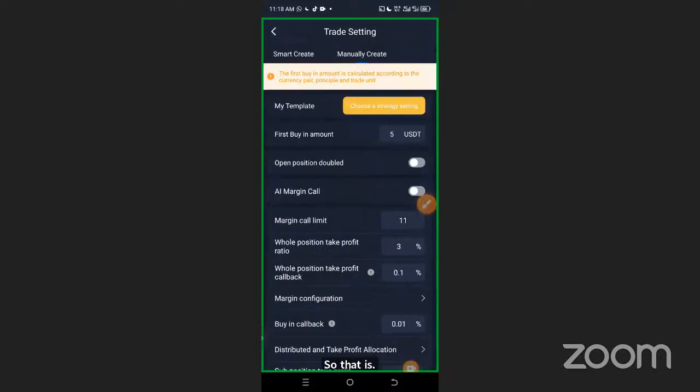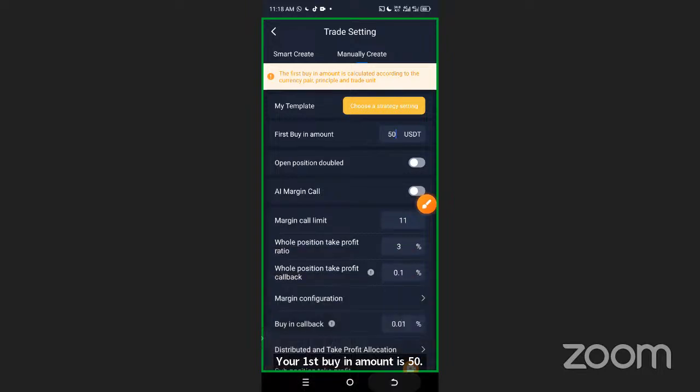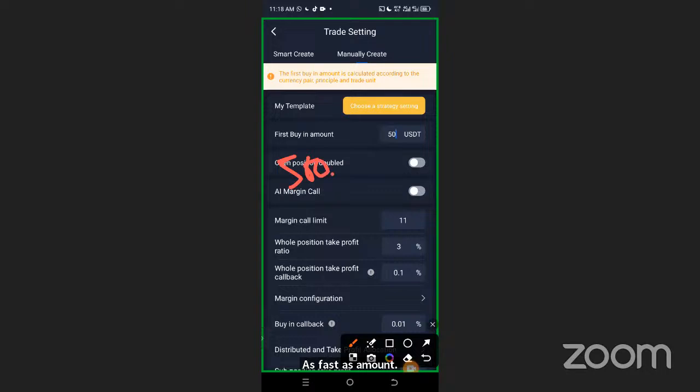Now let's go to $500. Your first buying amount is 50, so you put 50 as the first buying amount. Meaning 500 minus 50 is 450.